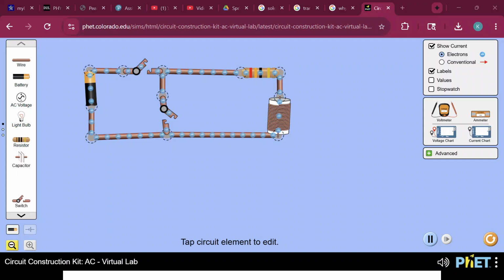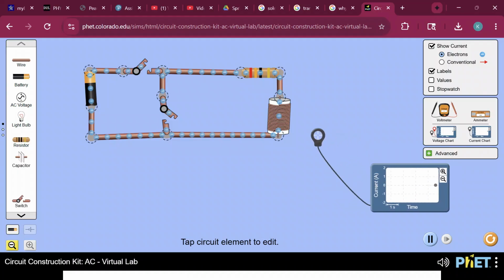So I have built this circuit in the PHET circuit construction kit here. I've got my power supply, I've got two switches in here now, I've got my resistor, and this guy right here, the solenoid, is my inductor. If I just want to look at a current chart, I can track the current right here through that resistor.